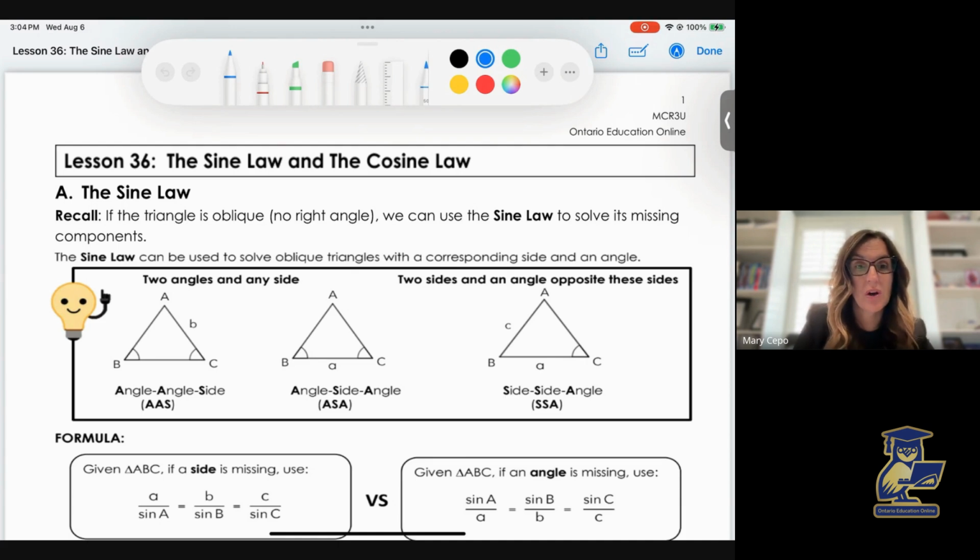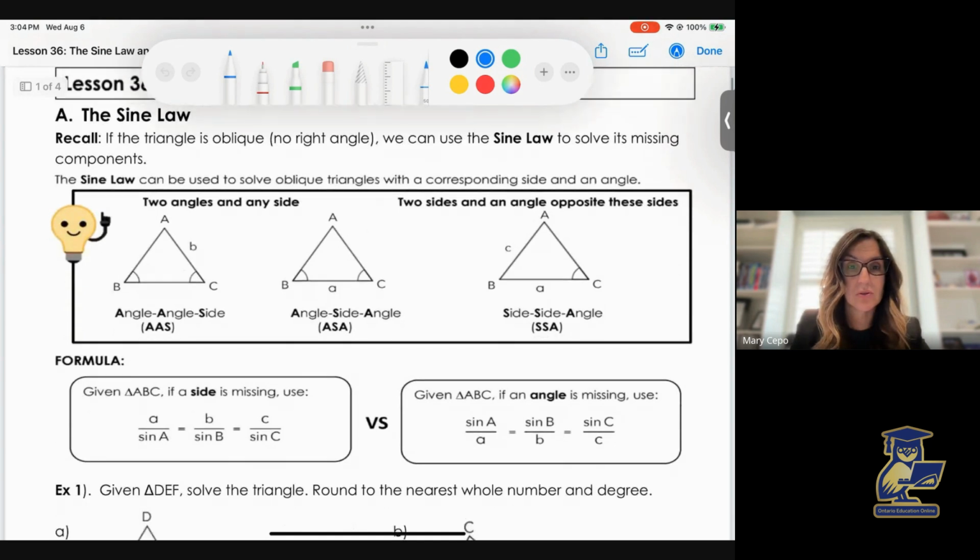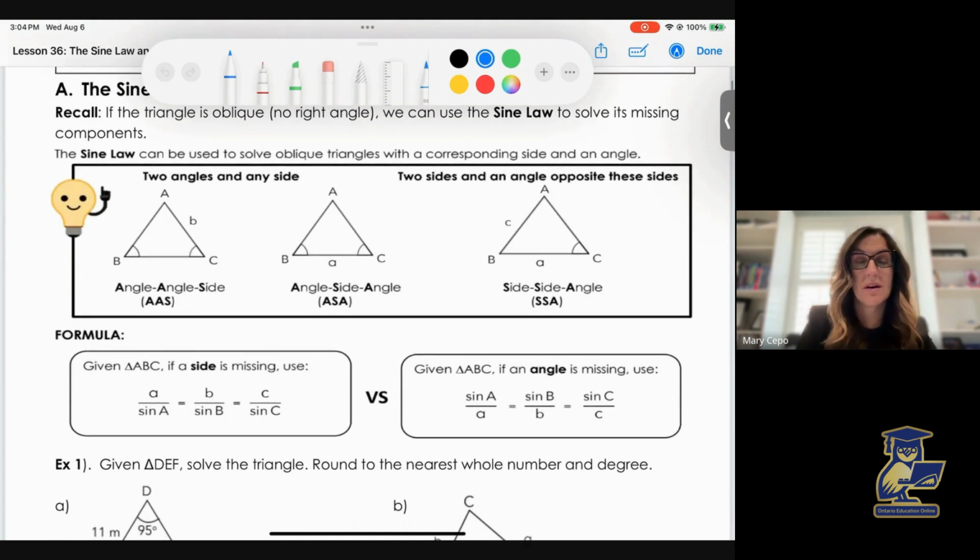So the sine law, let's recall, if a triangle is oblique, that means no right angle, we can use the sine law to solve its missing components. The sine law can be used to solve oblique triangles with a corresponding side and an angle. So if we are given two angles and one side, in this case angle B, angle C, and side B, or if we're given an angle, a side, and an angle, as in angle B, side A, and angle C in the second triangle, or we can figure out two sides and an angle opposite one of these sides. So if we're given side, angle, meaning side C, side A, and angle C.